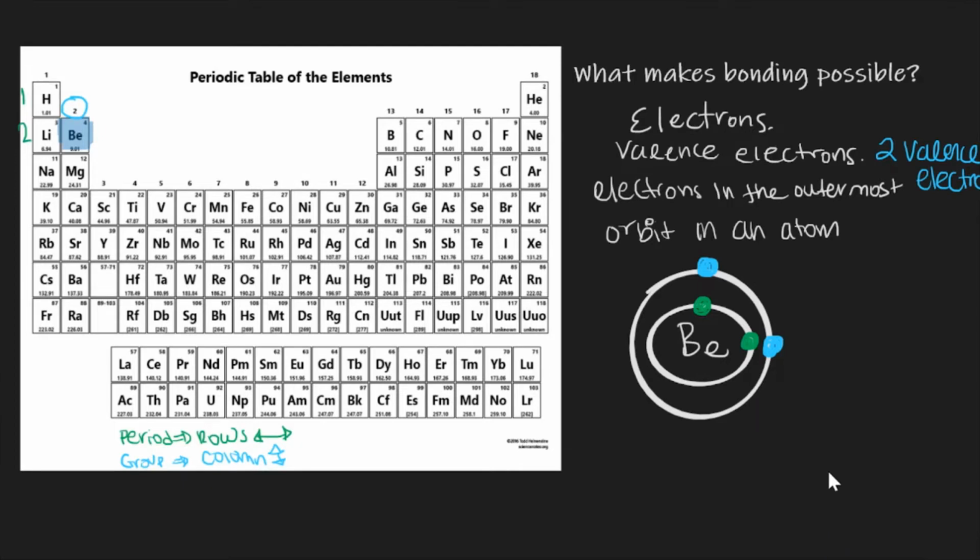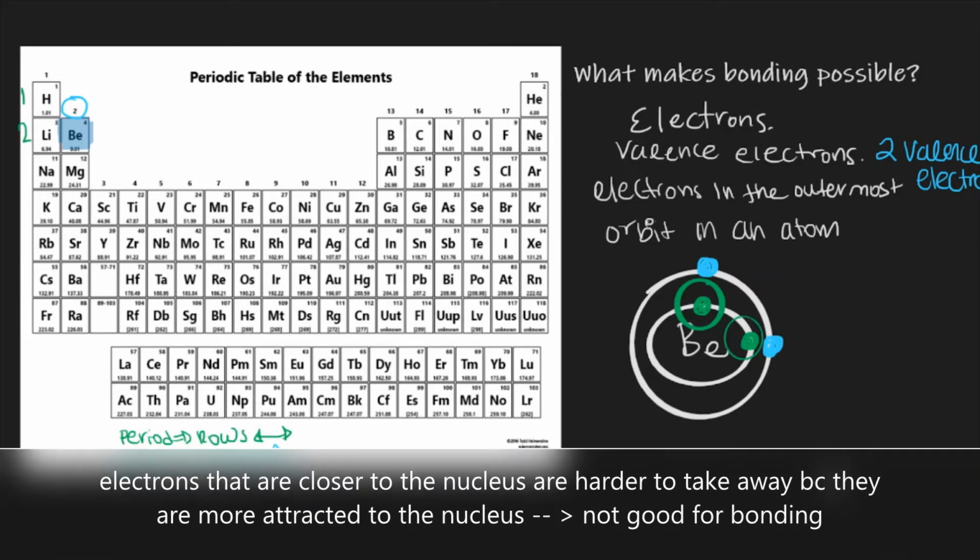So for bonding, all we need to see are valence electrons, because we cannot bond with the ones in the innermost orbit. Why is that? Because the ones that are more susceptible to bonding are the ones outside. And why is that? Because the ones on the inside are closer to the nucleus. And why does that matter? Well, what's the charge of a nucleus? Positive, right? And the charge of an electron is negative. So the electrons closer to the nucleus are more attracted to it, because, if you've heard the saying before, opposites attract.